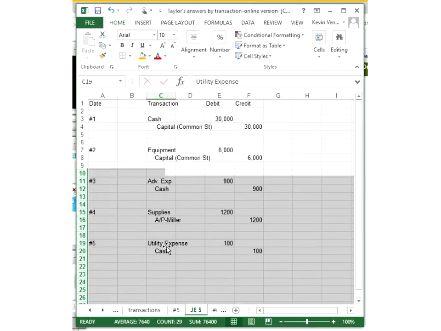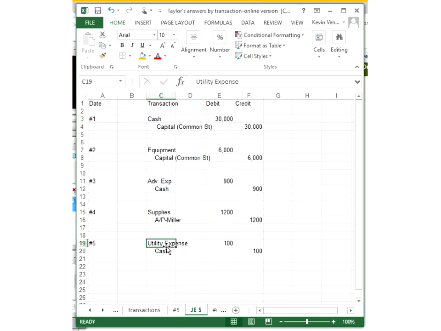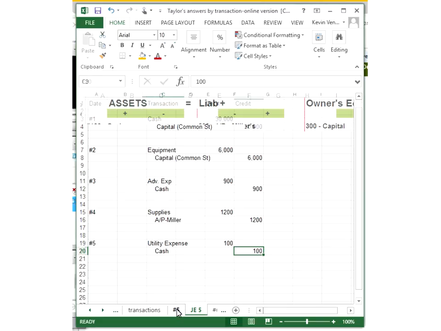Now I can go right into the journal entry. I show the debit here as a utility expense for $100, and credit our cash account for $100. Remember the 2 reasons we do either one of these. We do the journal entry so I can easily see and go back and see what happened in transaction number 4. It's easy to find, especially when there's a whole bunch of them. I can go right to it.